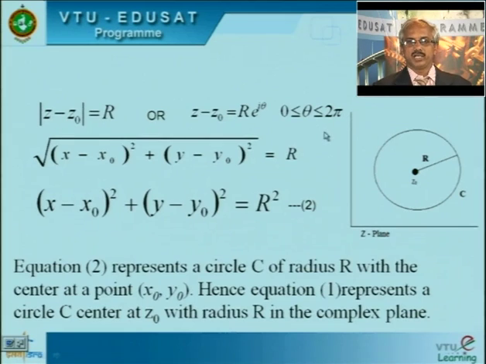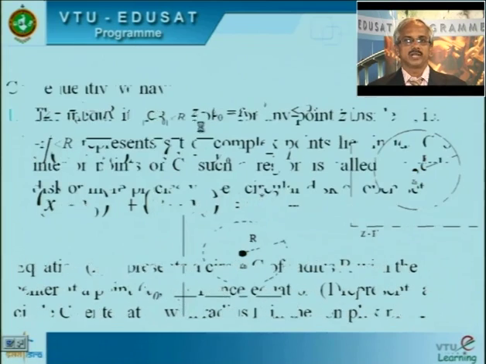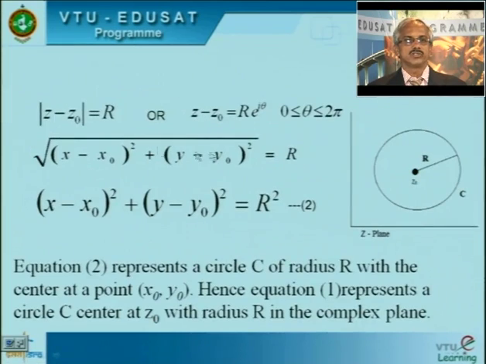Suppose theta varies from 0 to 2 pi, that is represented in this simple figure. In that process we use the properties of modulus, which gives the square root of (x minus x naught) whole squared plus (y minus y naught) whole squared is equal to r. So, squaring on both sides we get (x minus x naught) whole squared plus (y minus y naught) whole squared is equal to r squared.